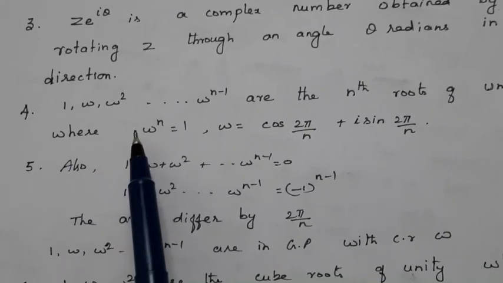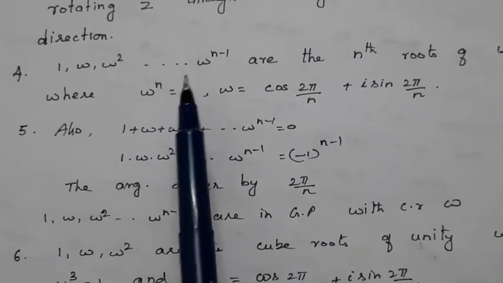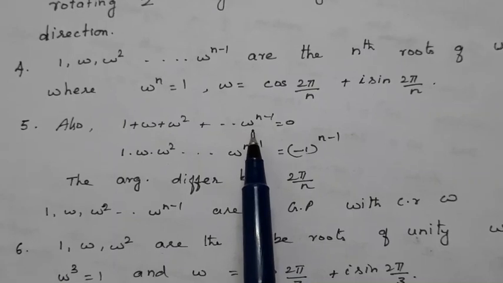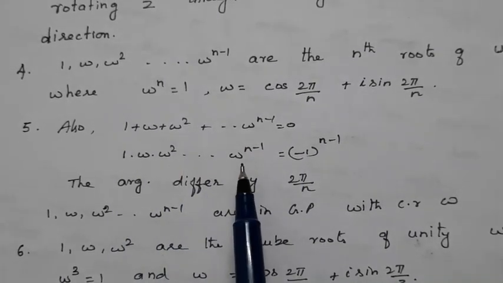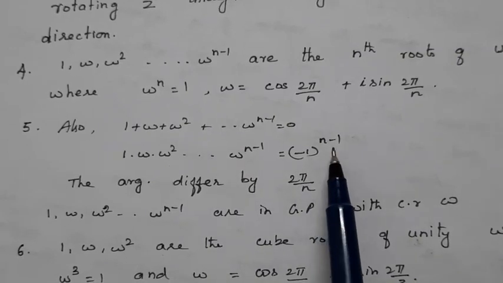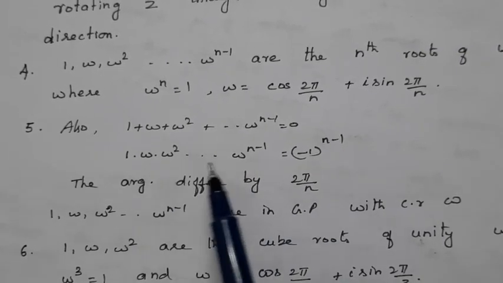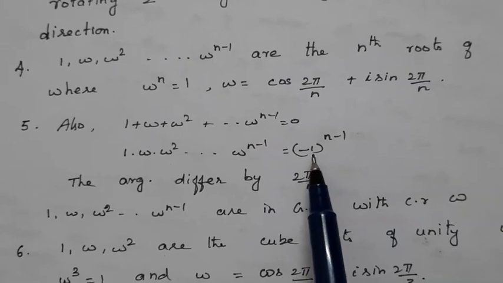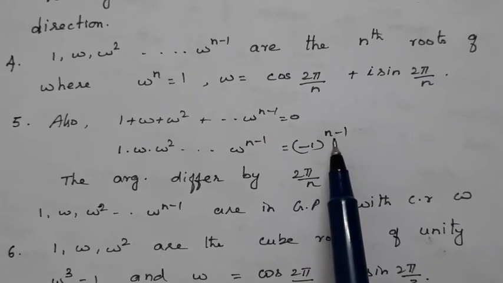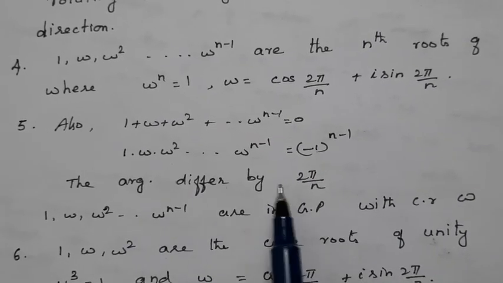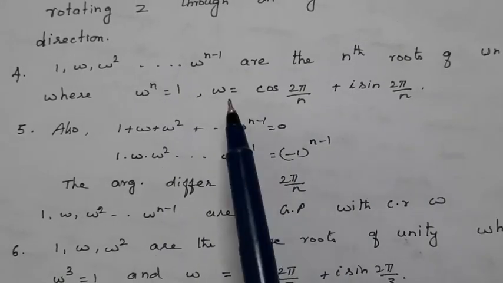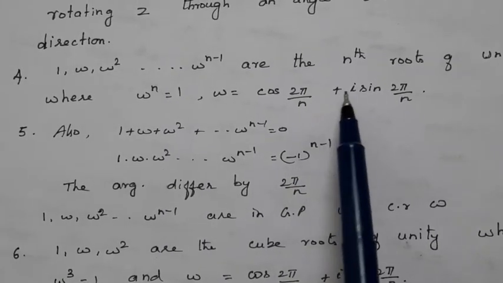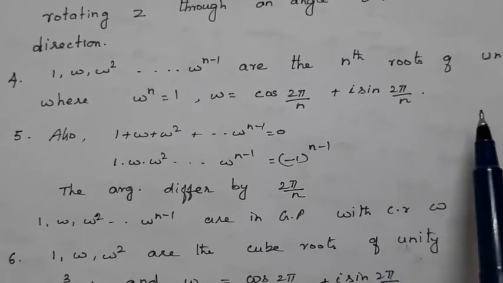Then the properties of the nth roots of unity: if we sum up all the nth roots of unity, their sum will always be equal to 0. And the product of the nth roots of unity will be equal to (minus 1) to the power n minus 1, that is, either minus 1 or plus 1 according to the value of n. And the arguments differ by 2π by n. Omega squared will be cos 4π by n plus i sin 4π by n, etc.